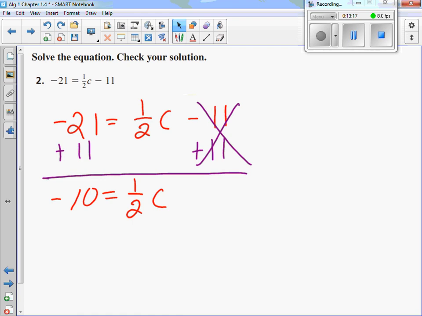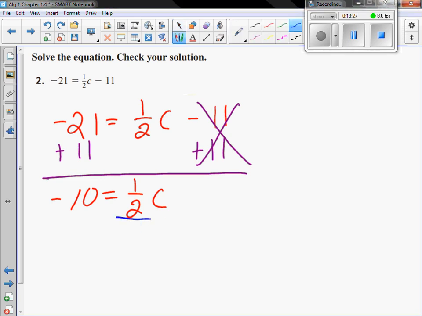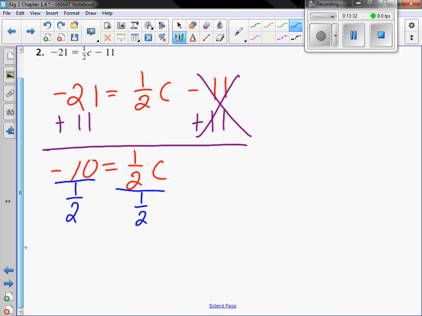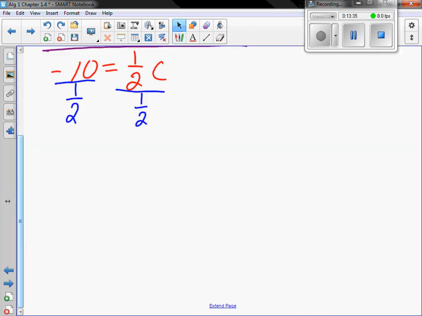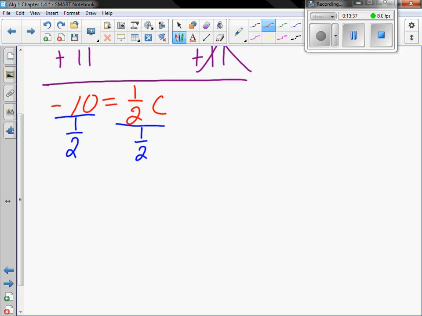What can we do next to get C by itself? We can divide both sides by 1/2. Now, luckily for us, the calculators will do that for us. We could do -10 over 1/2 or -10 divided by 1/2 and hit enter. Should be -20.